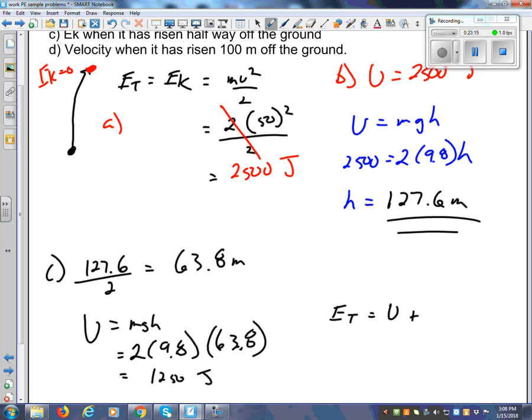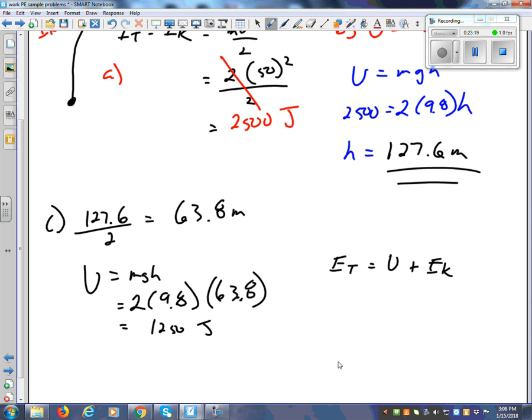EK equals U plus EK. I guess it doesn't matter what order they go in. Total energy was 2,500. So I guess if you stop and you think about it, it makes sense that halfway up, it's used up half, exactly.